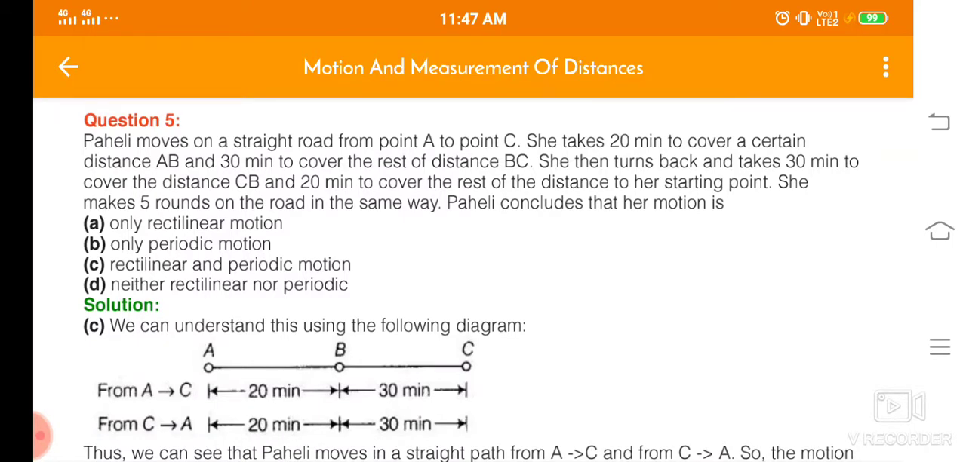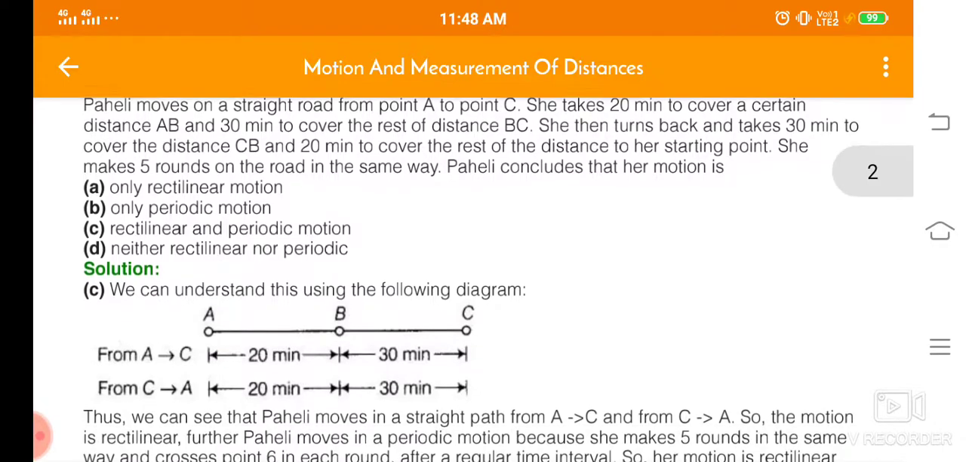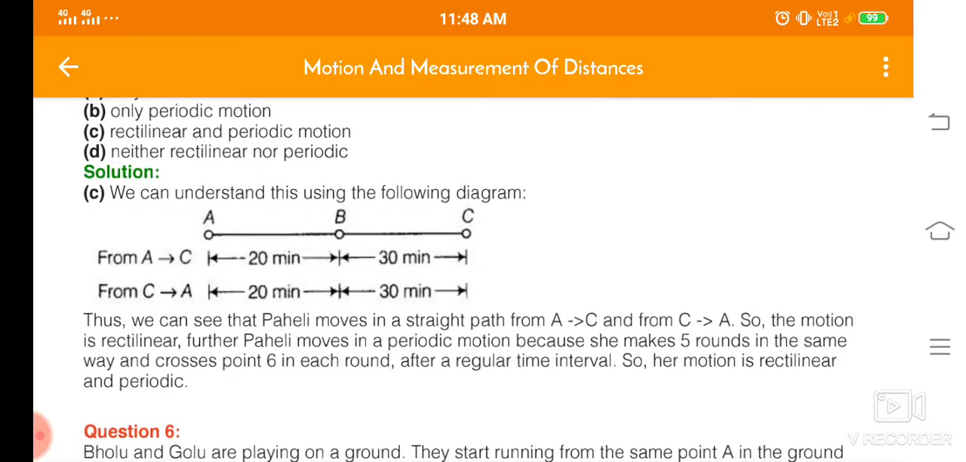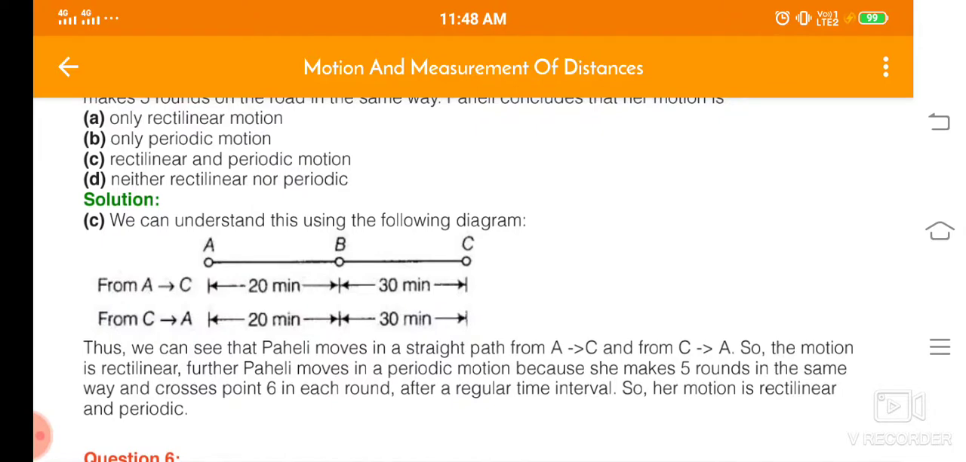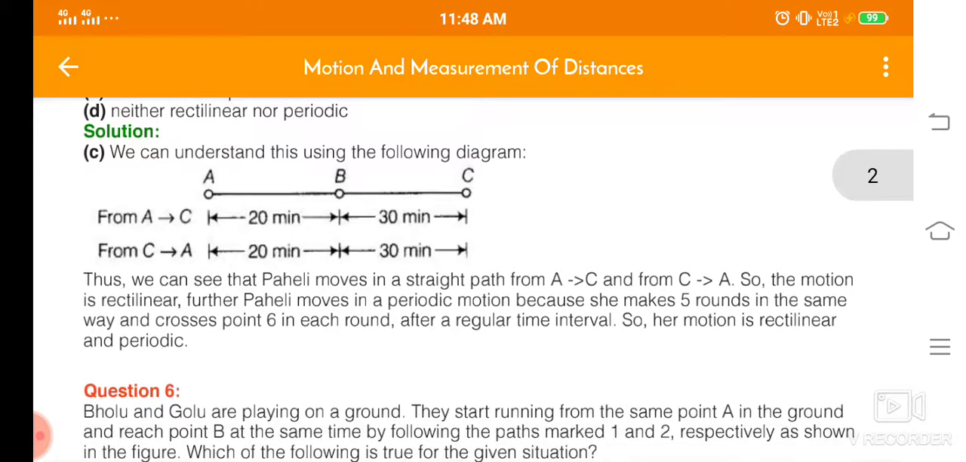Because we can understand this using the following diagram. Thus we can see that Paheli moves in a straight path from A to C and from C to A. So the motion is rectilinear. Further, Paheli moves in a periodic motion because she makes 5 rounds in the same way and crosses point B in each round after a regular time interval. So her motion is rectilinear and periodic motion.